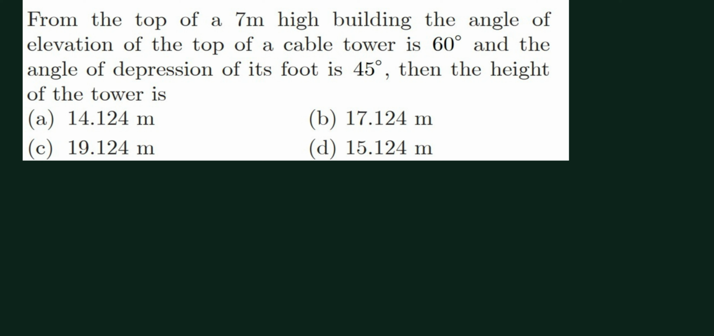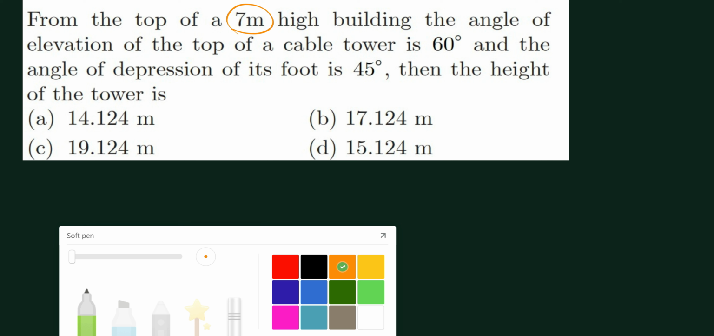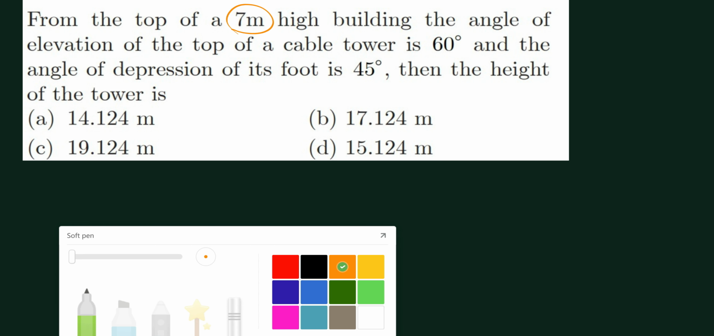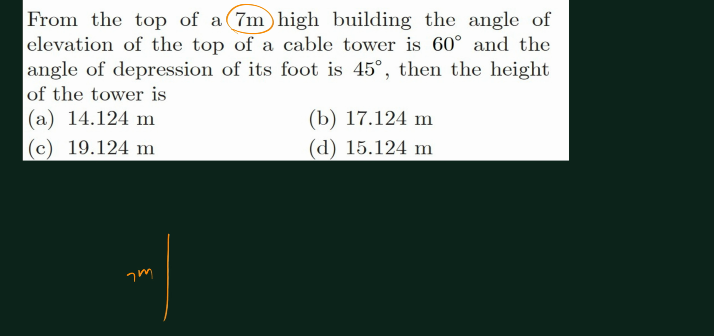Next question: from the top of a 7-meter high building, the angle of elevation of the top of a cable tower is 60 degrees. Okay, so let us say your building height is 7 meter. This is your building height, right? So you are observing the top of the tower. This is the top, with the angle of elevation of 60 degrees.